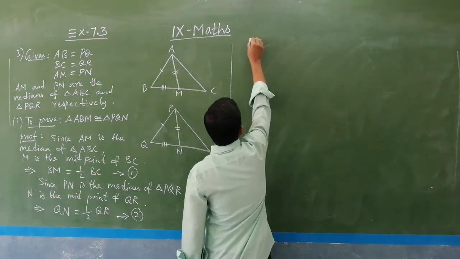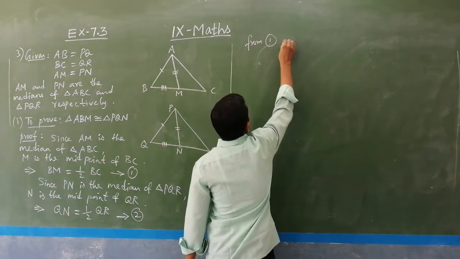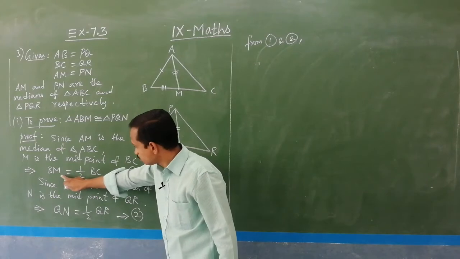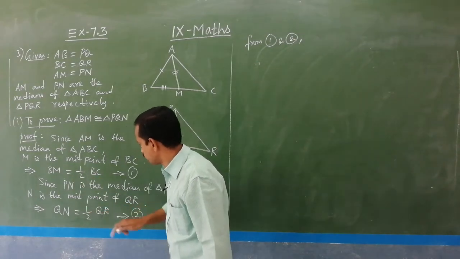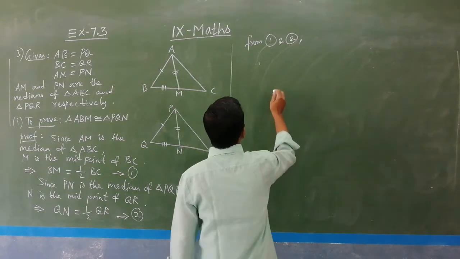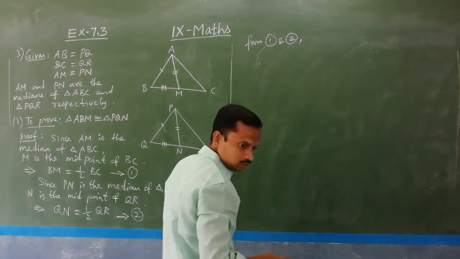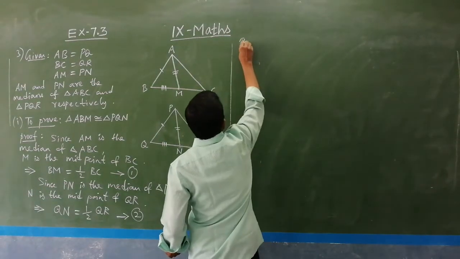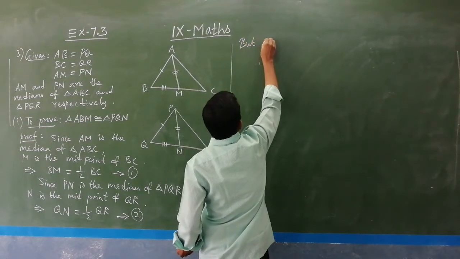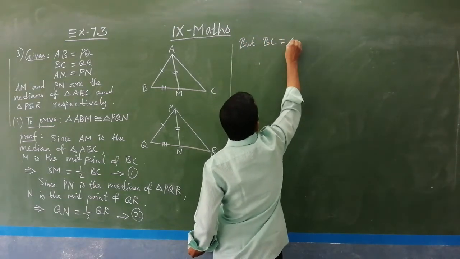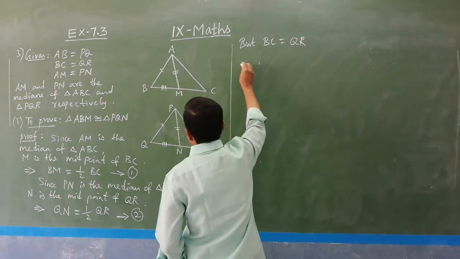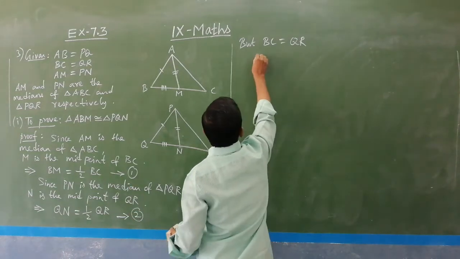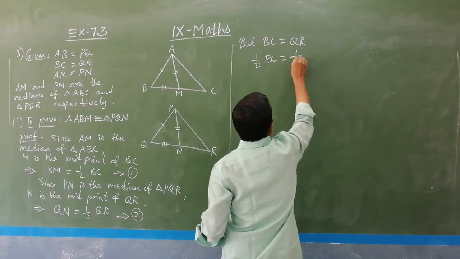Comparing 1 and 2, what can we write? From equation 1 and equation 2, this is half of BC and this is half of QR. But BC is equal to QR, and from 1 and 2 we can write that half of BC is equal to half of QR.